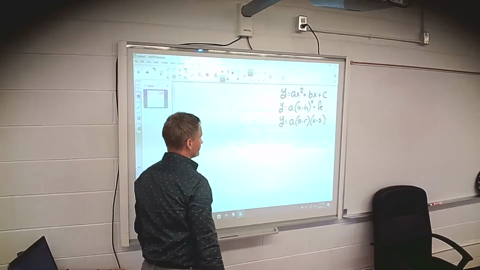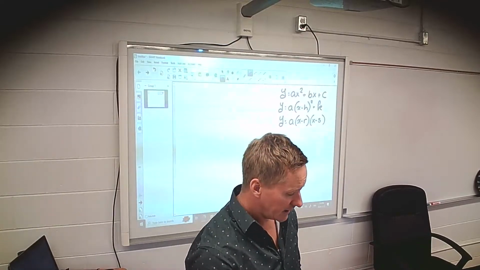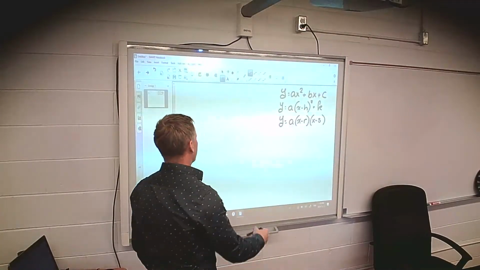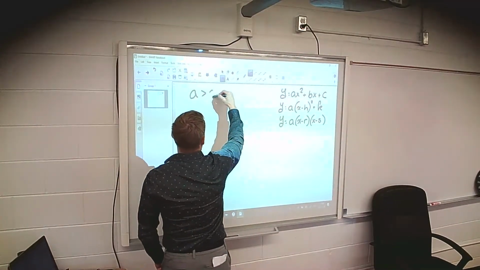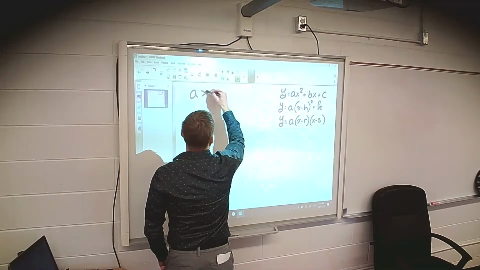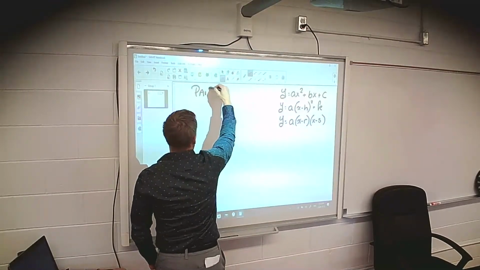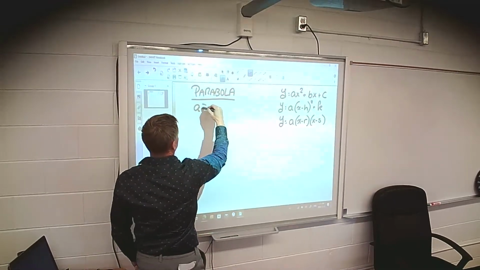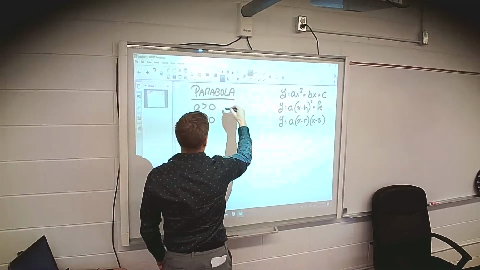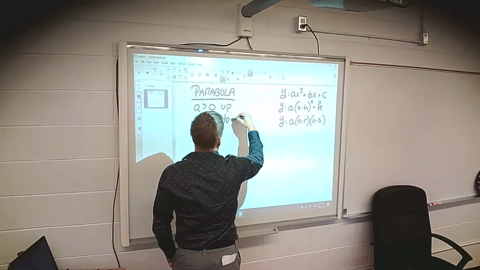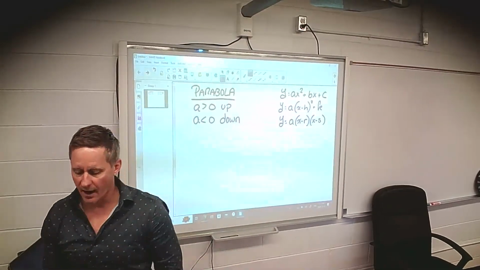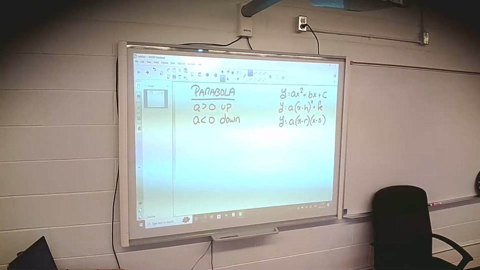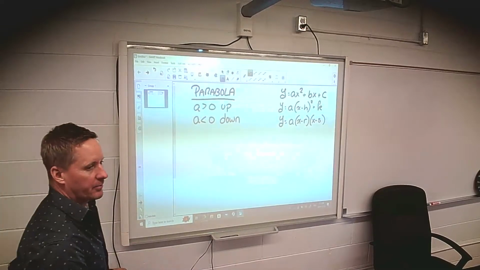All right, so looking at the first thing. The first thing that you need to know about is what happens if a is greater than 0 or a is less than 0. First of all, we'll put a title here. What is the name of the shape? That's the name of the shape. So a affects the graph for 2 reasons. The first is it determines whether the parabola opens up or opens down.